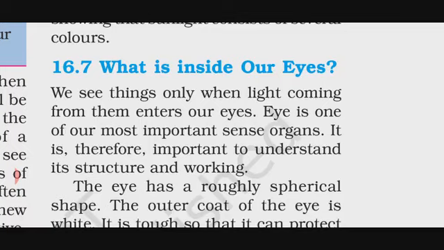So, moving forward, we are studying the chapter Light from our textbook. The heading here is: what is inside our eyes? What's inside our eyes? How can we see the objects? What are the parts which enable us to see these objects?